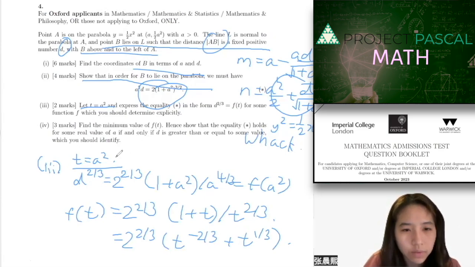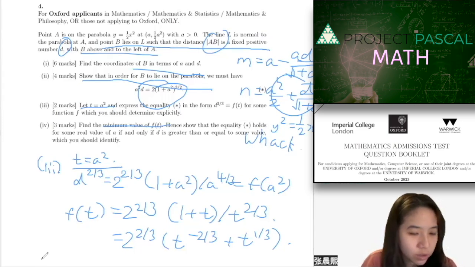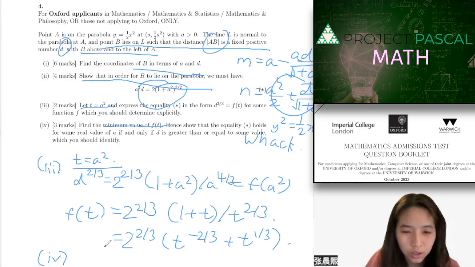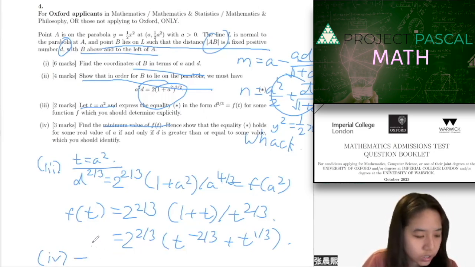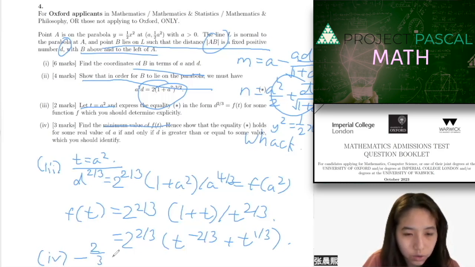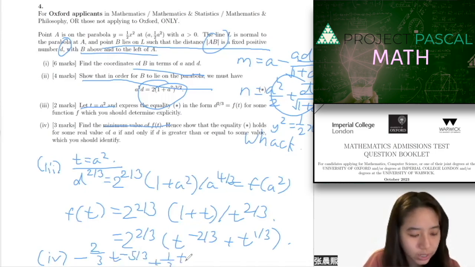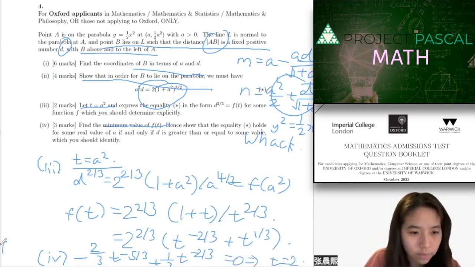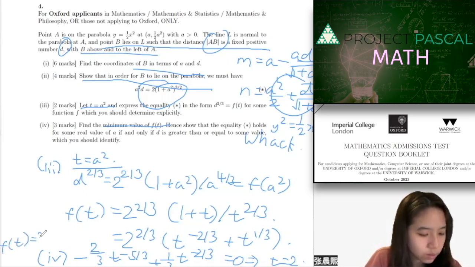Okay, so for IV, find the minimum value of f of t. To find the minimum value of f of t, it's nothing too complicated or anything. You basically just differentiate it. So you get 2 to the power of 2 over 3, times 1 over 3 t to the power of negative 2 over 3, minus 2 over 3 t to the power of negative 5 over 3, equals to 0. So t equals to 2. So f of t here thus equals 3.